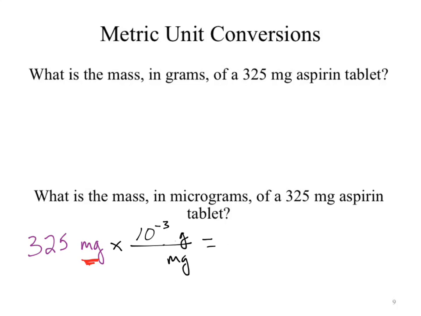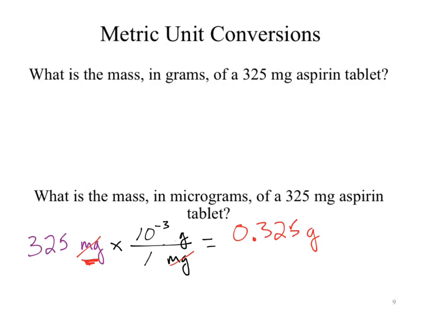10 to the negative 3 grams is 1 milligram. That's our Greek prefix conversion. If we follow our units, what happens? Milligrams cancel, and we'd be left with grams. We track that out as a number, we get 0.325 grams. Yes? Okay. So we could go back to our question.